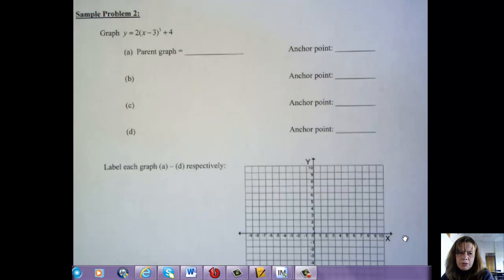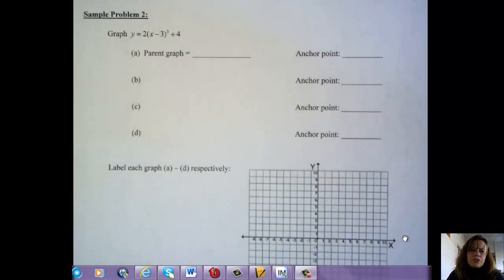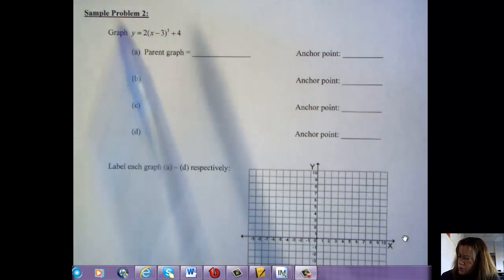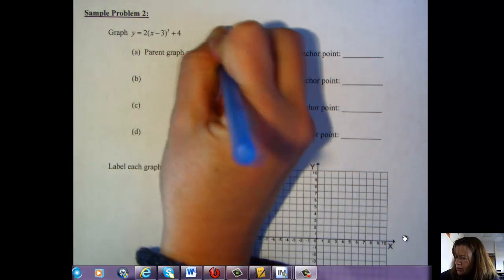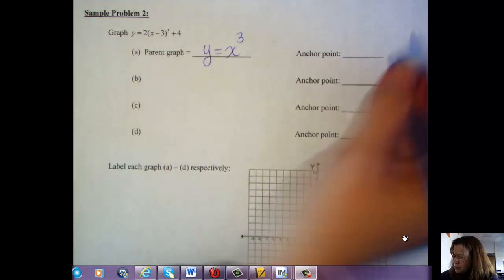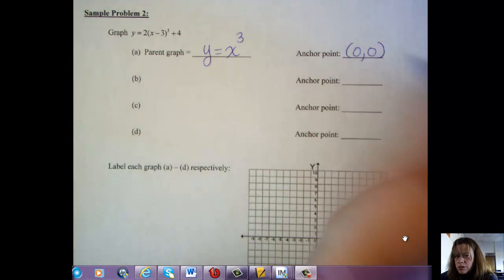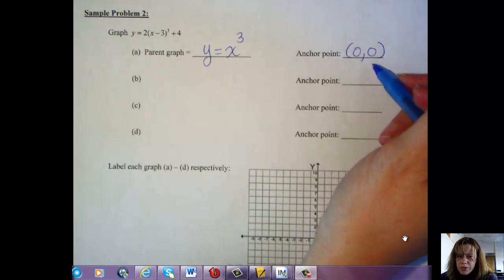Okay, I think there is one more and we will be done. Our second sample problem: y equals 2 times (x minus 3) cubed plus 4. Okay, well, my parent graph, I see x is being cubed. That's my parent graph, y equals x cubed. The anchor point of all 4 common parent graphs is 0, 0.